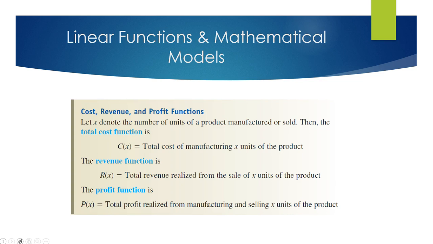Moving along. Linear functions and mathematical models. Cost, revenue, and profit functions. They're just defining what they are here, and we're going to be making use of them. Cost is the total cost of manufacturing x units of product, so how much it costs to make this many of whatever it is you're selling. The revenue is how much money you take in from selling it. Obviously, you want to sell it for more than it costs you to make it, so you can make a profit. The profit function is basically the result of subtracting those two: taking my revenue, subtracting away my costs, and what I'm left with is my profit.